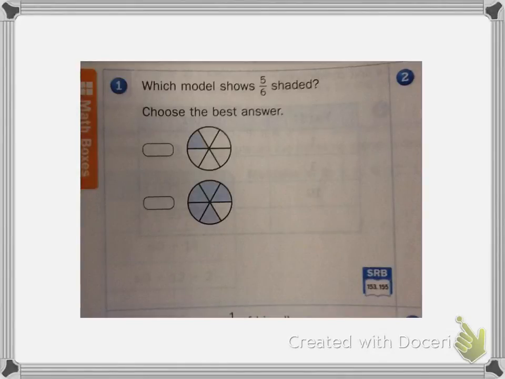Number 1 says, which model shows 5/6 shaded? Choose the best answer. When looking at a fraction, the top number is the numerator, which is the number of parts that are shaded. The bottom number is the denominator, which is the number of total parts. So if you look here, we have 5 shaded and 6 total, so the second one would be our option.